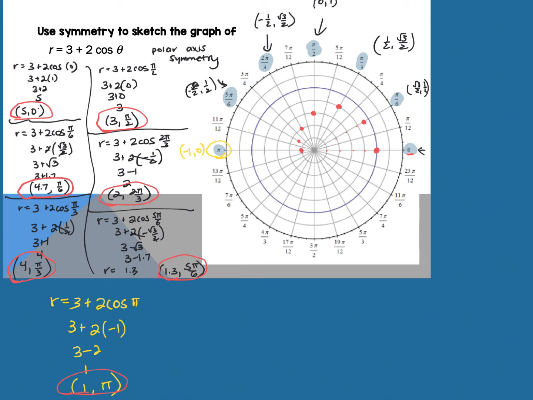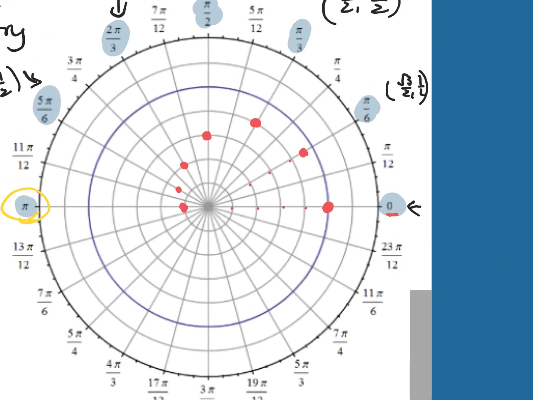You with me so far? Okay, so now every point that's above the x-axis, because this is symmetric to the polar axis, has a duplicate point on the other side. So I'm going to plot those points. At pi over 6, this should match the one that's at 5 pi over 6, which was like a 1.3.